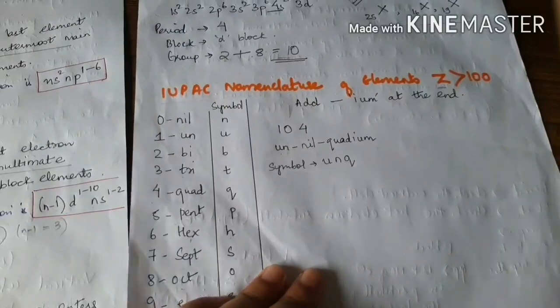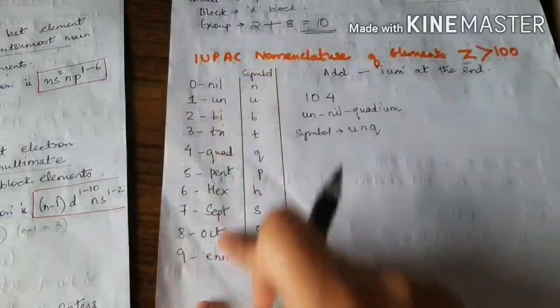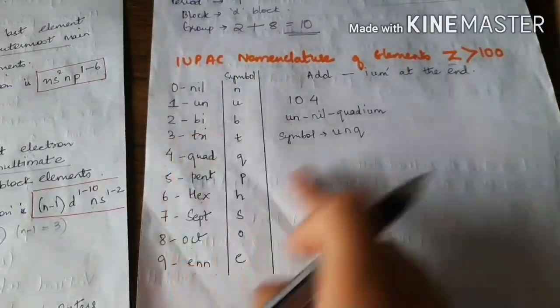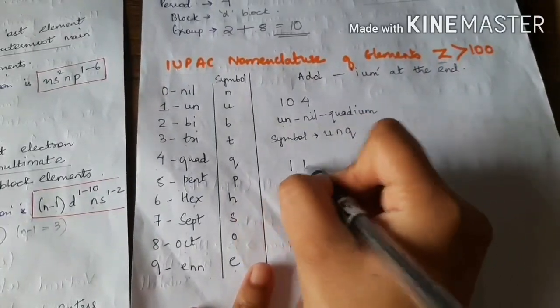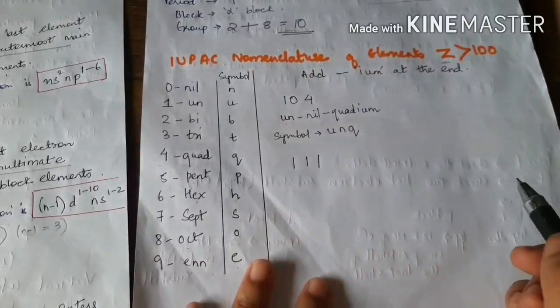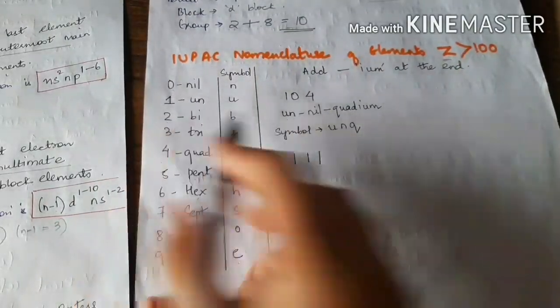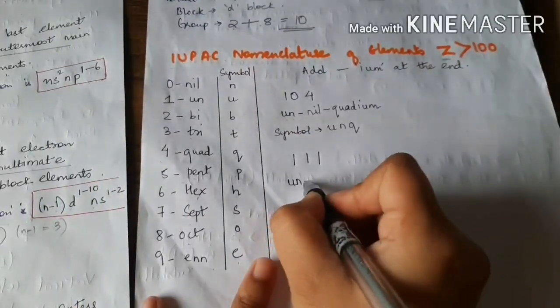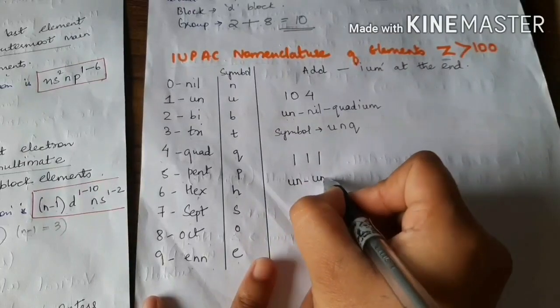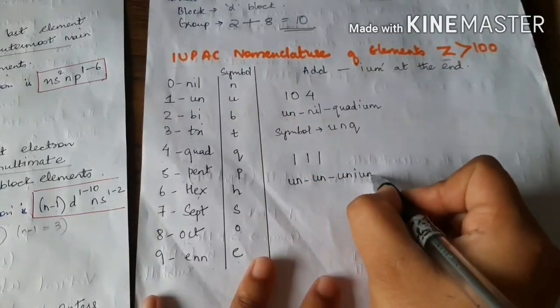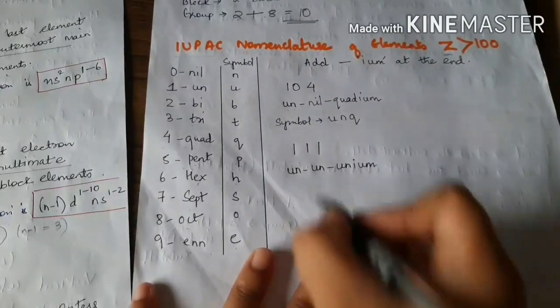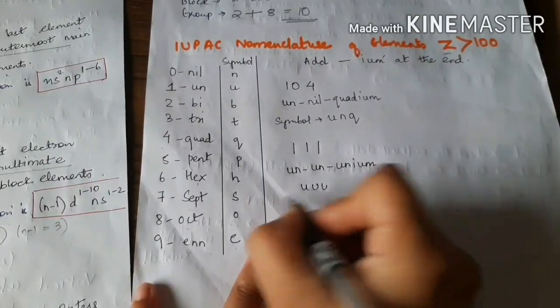Easy as that. The only thing you have to do is mark this up, then you can easily do it. Suppose I take 111. How do I write it? 1 is un, again 1 is un, again 1 is un. Then I have to add ium. Easy as that. Its symbol is U, U, U.